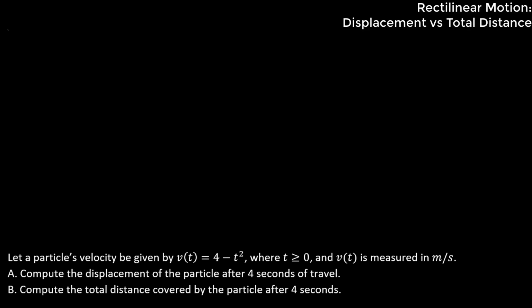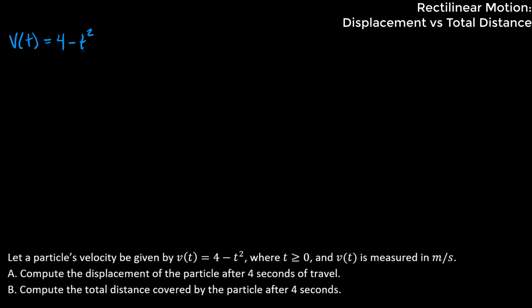So two things. Let's start with the displacement. Here we have that velocity function, v of t equals 4 minus t squared. Sweet. Now, here's what we basically want to know. When we're trying to compute displacement or total distance, regardless of which one, we need to begin with the velocity function.